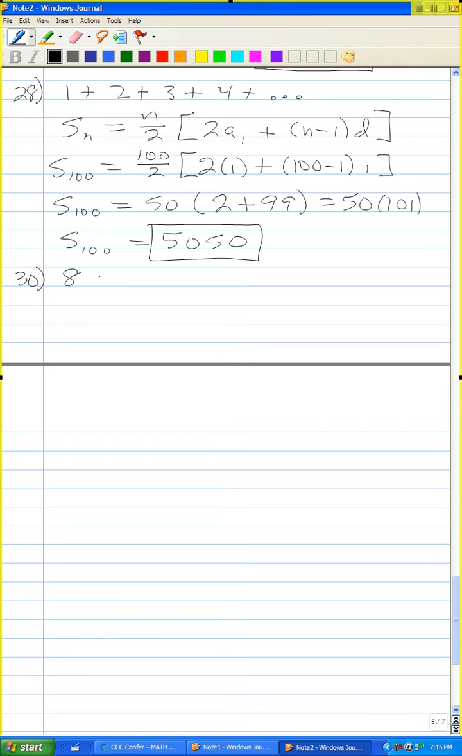8, 3, 2, 7, 12, etc. And so let's add up the first 100 terms. Notice that we keep adding the same amount, -5, to get the next term. So this is an arithmetic series. So since this is an arithmetic series, I can use the following formula.